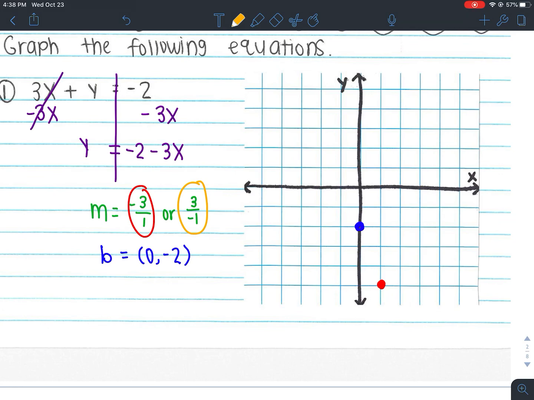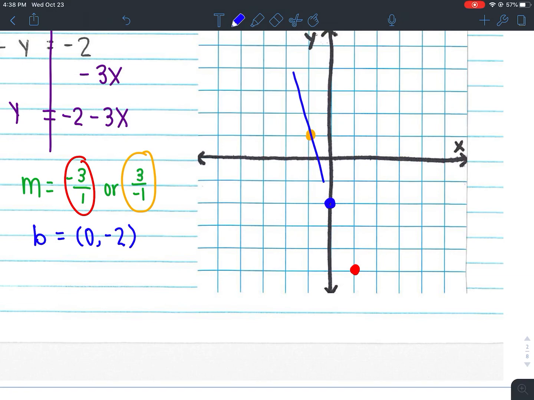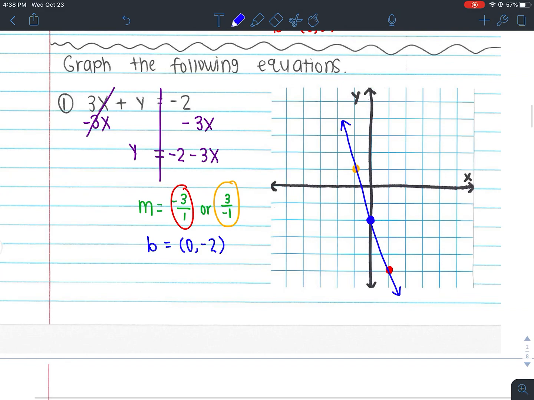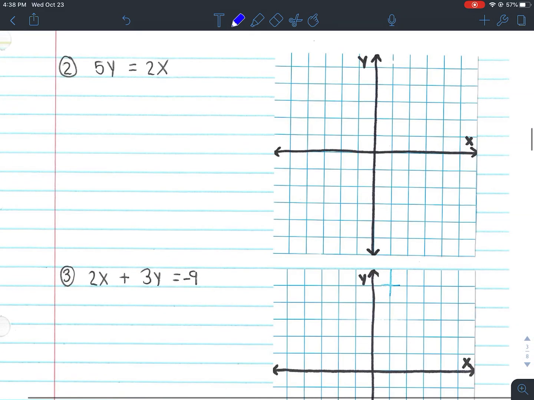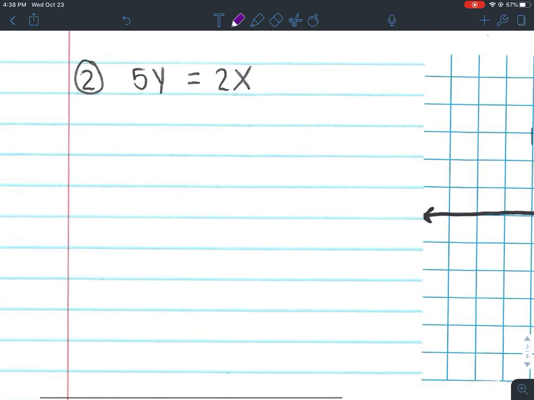I can't keep going, but I know that I want at least 3 points, so I'm going to use the other slope as well. Starting back at the y-intercept, the blue dot, I go up 3 and to the left 1 for negative 1. I used both of those slopes, and I circled the colors to show how I got those points. So here is our line. It's not too bad.